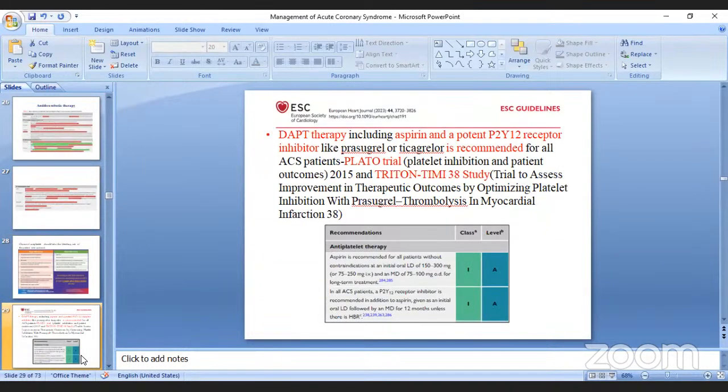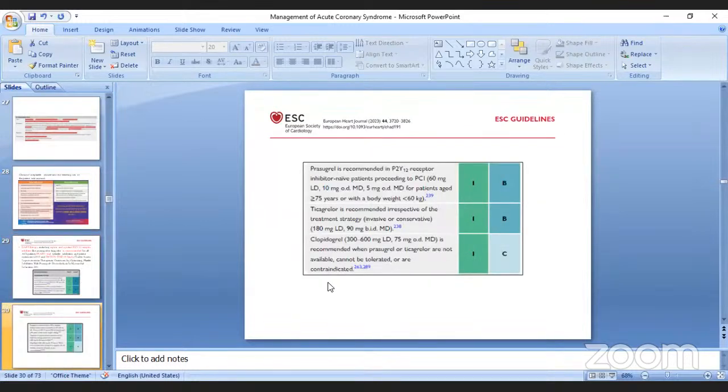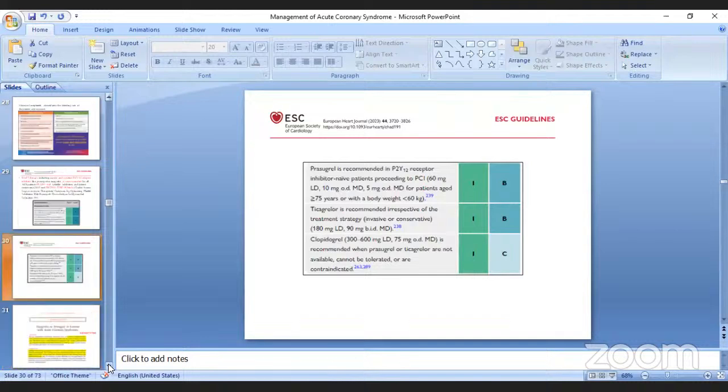The PLATO trial and the TRITON-TIMI 38 studies were done. As per these studies, DAPT therapy including aspirin and a potent P2Y12 receptor inhibitor is recommended for all ACS patients. The most recommended P2Y12 receptor inhibitors are prasugrel or ticagrelor. Prasugrel is recommended in patients who are proceeding to PCI, and ticagrelor is recommended irrespective of the treatment strategy. Clopidogrel is recommended only when prasugrel or ticagrelor are not available, cannot be tolerated, or are contraindicated, and in patients aged above 75 years.